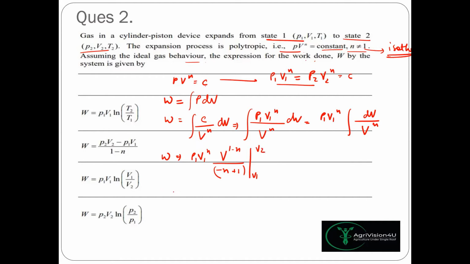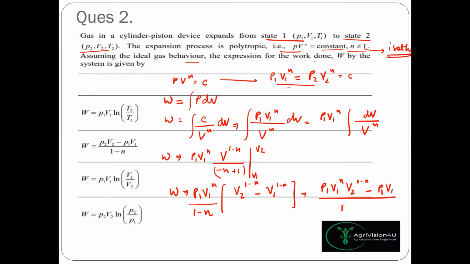On doing this, on rearranging, you will be getting work done will be equal to, we can remove this V to the power minus n, and from here we can write P1 V1 whole to the power n, and it will be V2 1 minus n divided by, here we can write 1 minus n, minus V1 whole to the power 1 by n. So we'll be using this formula again and rearrange it and write it like this: P1 V1 whole to the power n, V2 1 minus n minus, from here your P1 1 minus n and this will cancel out, so we'll be getting P1 V1 divided by 1 minus n.